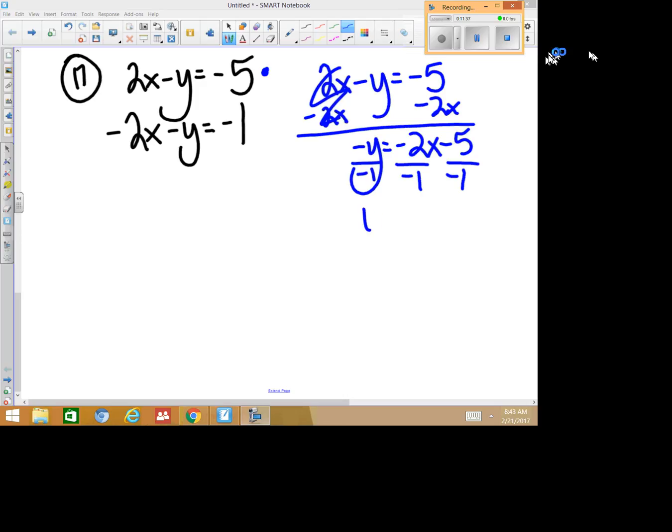y equals 2x plus 5. Right. So there's this one. That one you can put in your calculator. This one's going to be the green line.